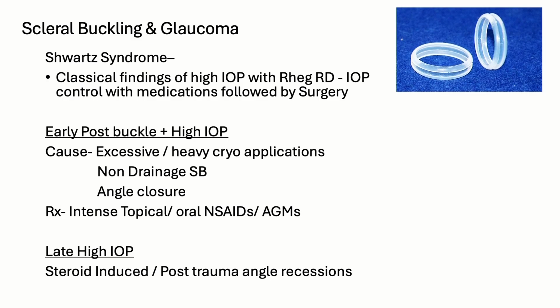After you settle down the retina, it does not have much implication. So when you do a buckle, you again have two situations: an early post-op IOP rise and/or a late IOP rise. Early IOP rise is more due to excessive cryo, excessive laser, and sometimes non-drainage buckles will have a high IOP. Angle closure can be there if there is associated trauma in the past history, and it can be managed with topicals. The late high IOP in a buckle case is more often steroid induced, or it can be unnoticed post-trauma cases where you do a buckle.